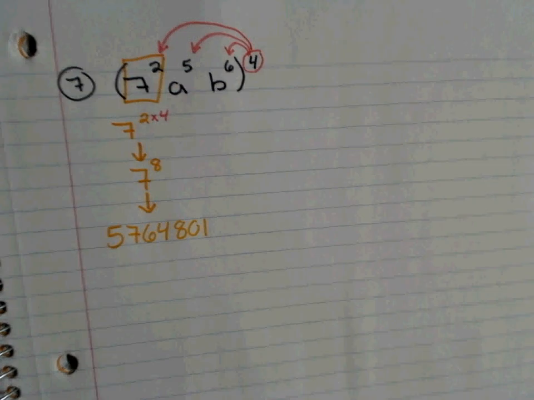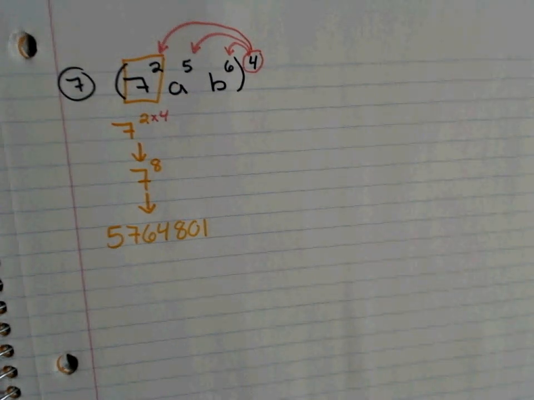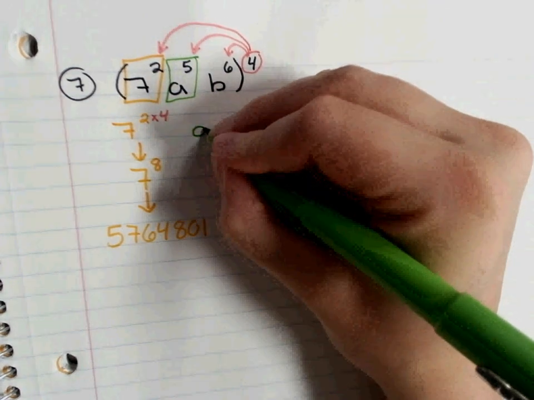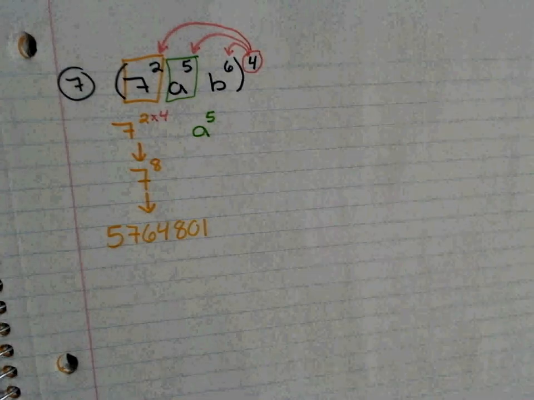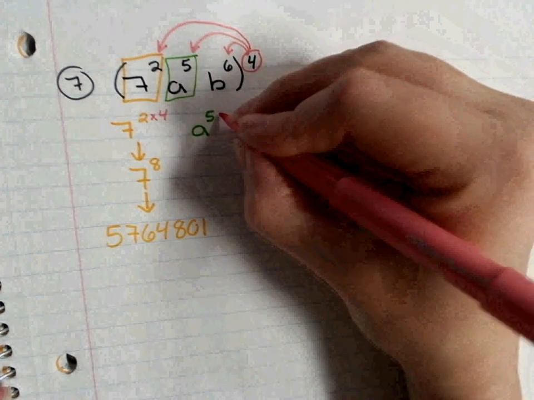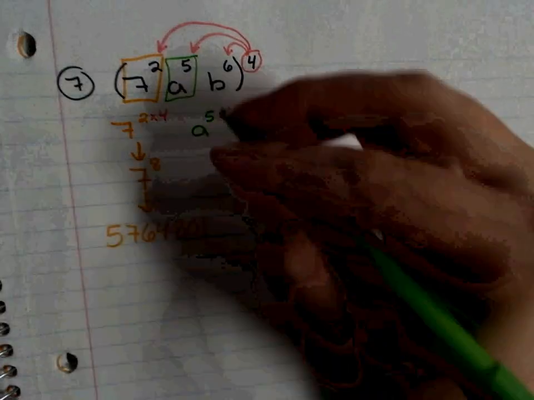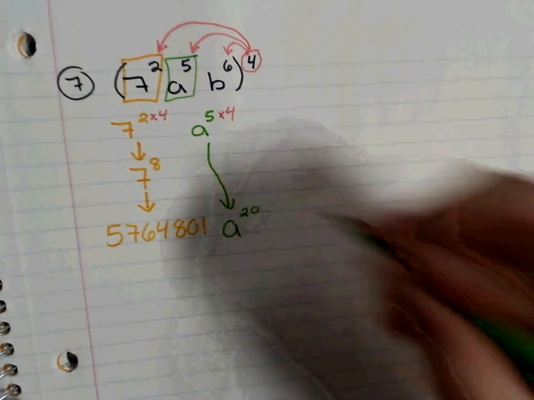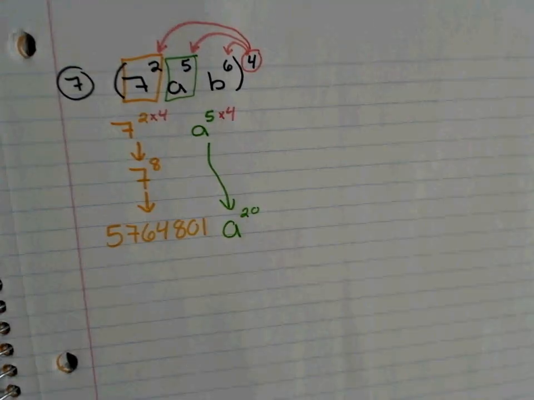5,764,801. Good. So 5,764,801. Okay, then we move on to a to the 5th. So that a to the 5th is now going to become what? Jordan? A to the 20th, because we're going to multiply the 5 times the 4, and that's going to give us a to the 20th power.